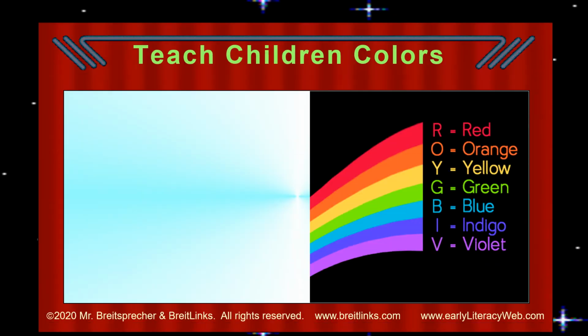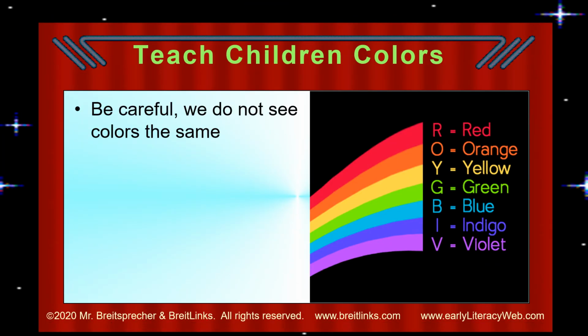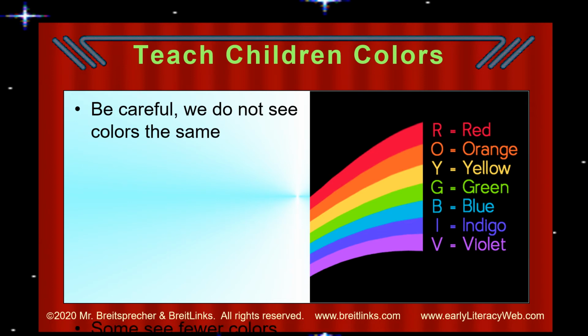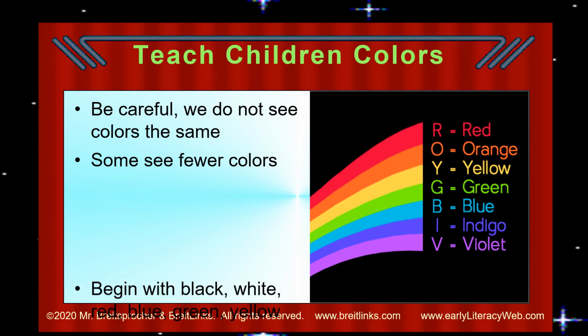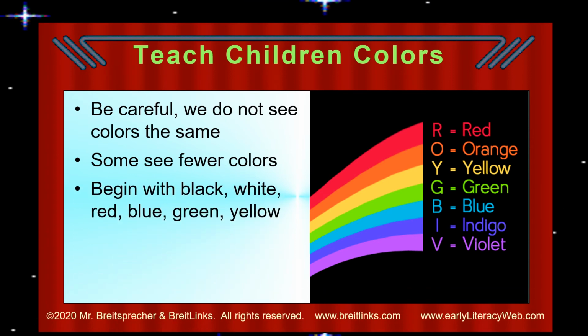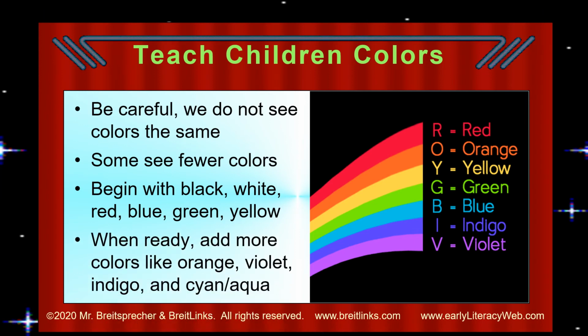Teach children colors, but be careful. We do not all see colors the same, and some see few colors. As the child is ready, point out colors beginning with black, white, red, blue, green, and yellow. As they get older, add other colors like orange, violet, which is more red than blue, and indigo, which is more blue than red, and cyan or aqua.